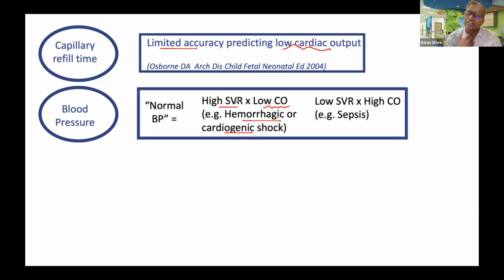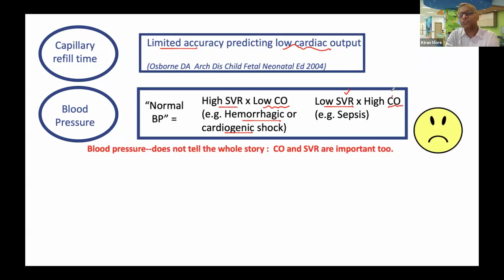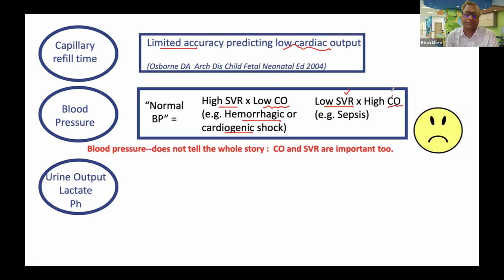Or you might have, like in this baby's sepsis, the blood pressure initially was acceptable because this baby had warm shock with a drop in the systemic vascular resistance, but it was compensated by a high cardiac output. So when this happens, the blood pressure may remain normal. That's why blood pressure doesn't tell the whole story. And that's why we need to know what is happening with the cardiac output. We need to know what is happening with the SVR, which is very difficult to measure, but can be indirectly calculated with the help of your systolic diastolic blood pressure.